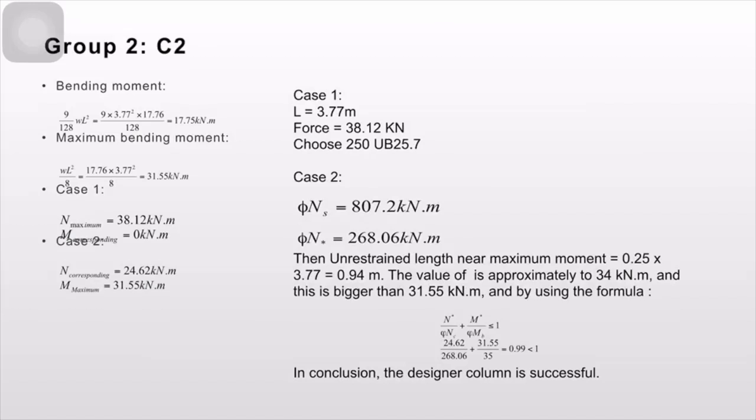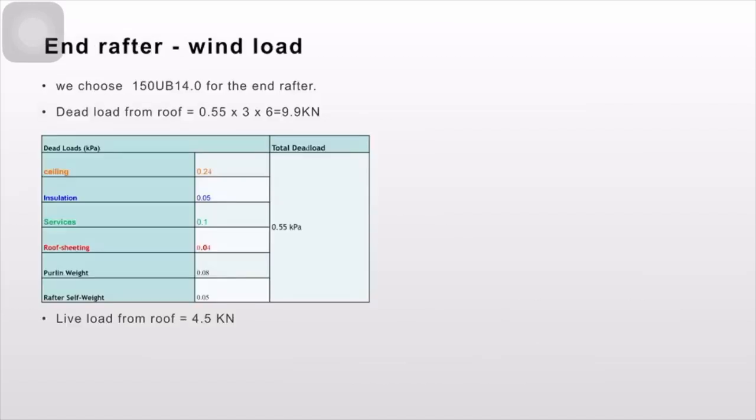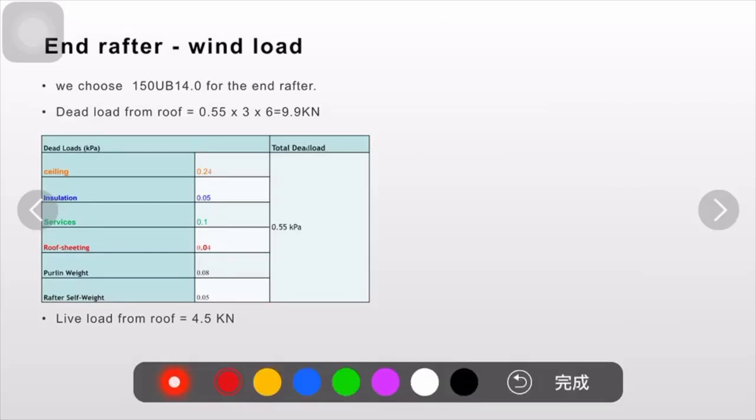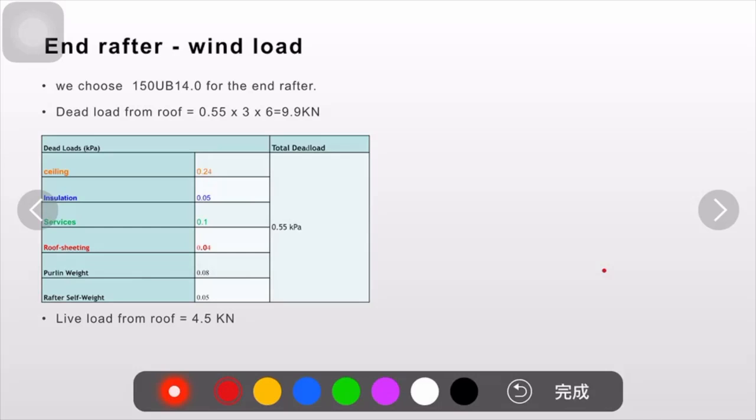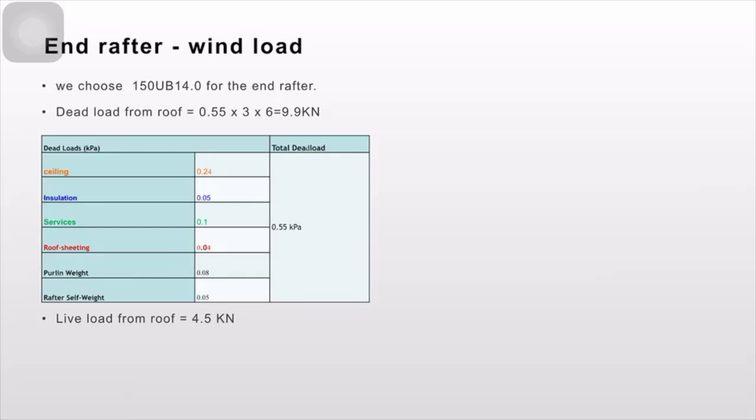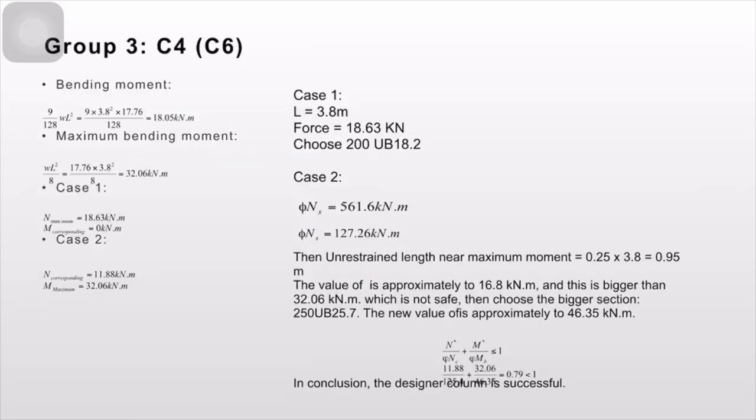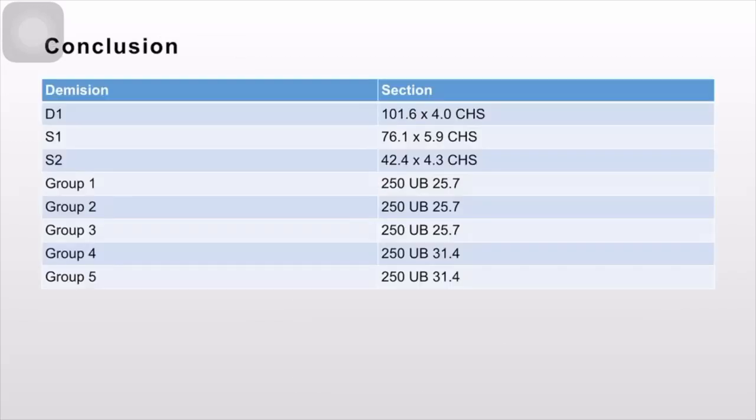And then we move to C2, and we have 2 cases again. In the first case, we choose the section 250 UB 25.7, and we check the serviceability. This is safe. Because the end load and the central load have different wind loads, the dead load for the roof is 9.9 kN, and the live load is 4.5 kN.